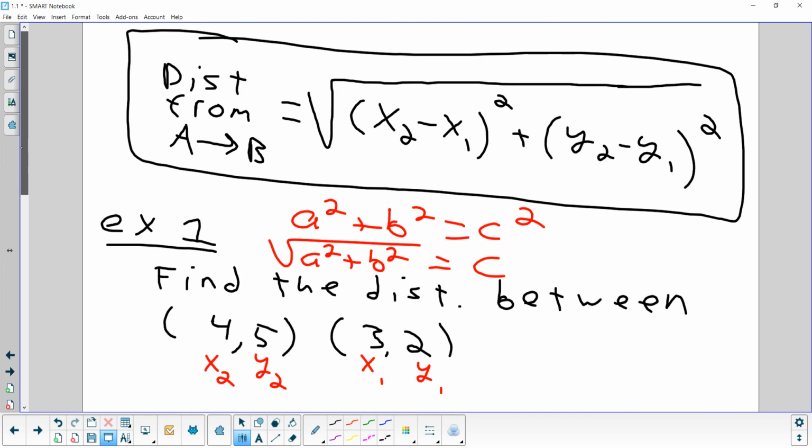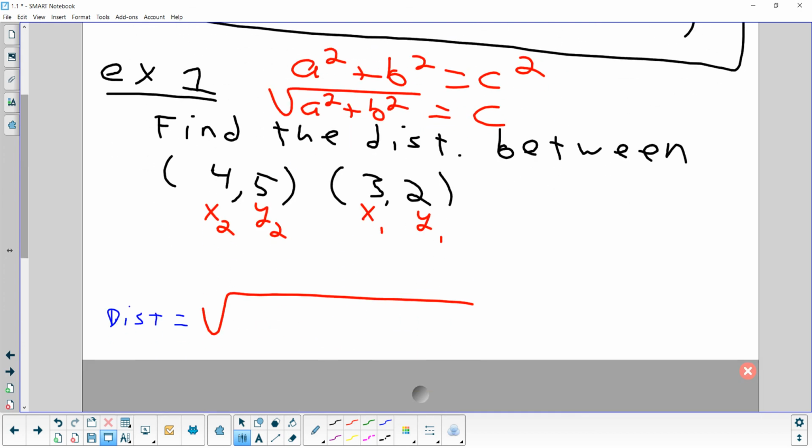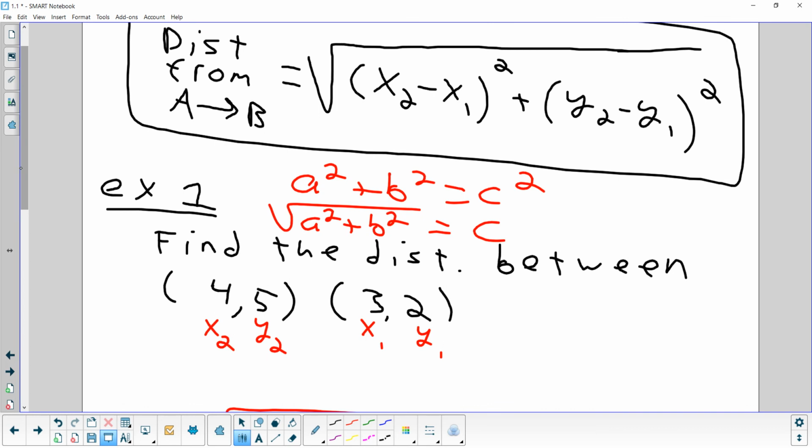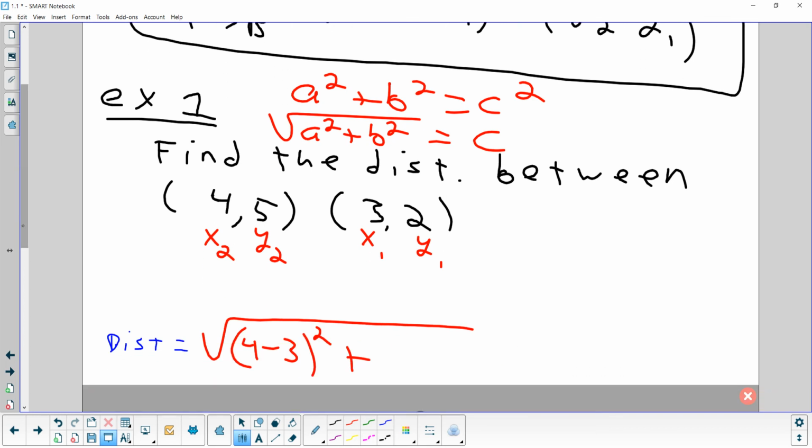So it's going to be x2 minus x1. 4 minus 3. Let me square it. And y2 minus y1. In this case, James, what's y2? 5. And y1? 2. 5 minus 2. And we square it.